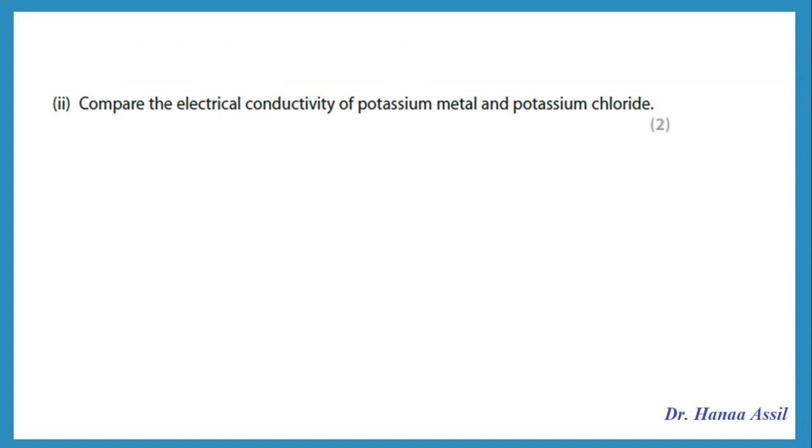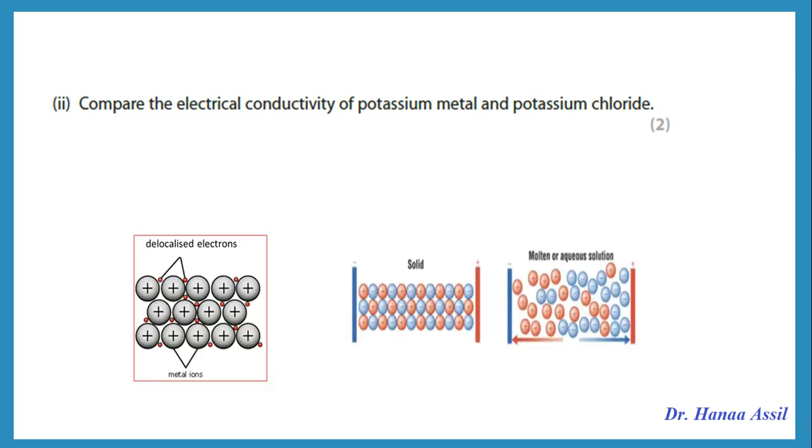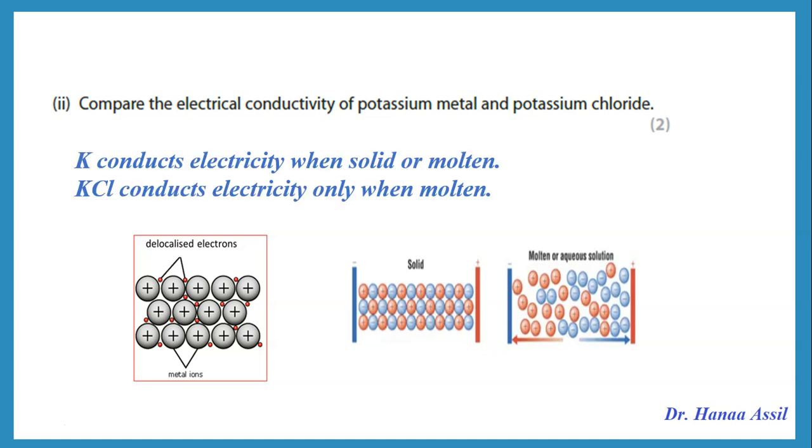Compare the electrical conductivity of potassium metal and potassium chloride. Again, we talked about this. Potassium is a metal. It conducts electricity both when solid or molten. Potassium chloride is ionic, so it conducts electricity only when molten, because that's when the positive and negative ions are free to move.